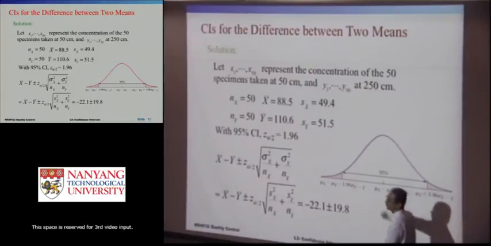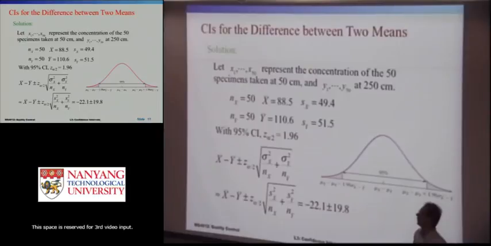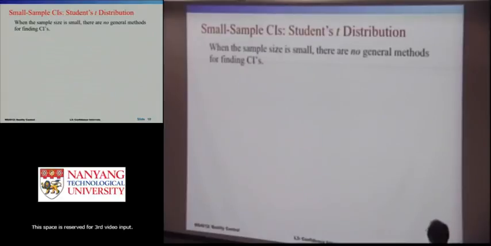So all your tutorial questions and your final exams are just similar to this. You just need to find the right formula and plug in. So don't get scared.